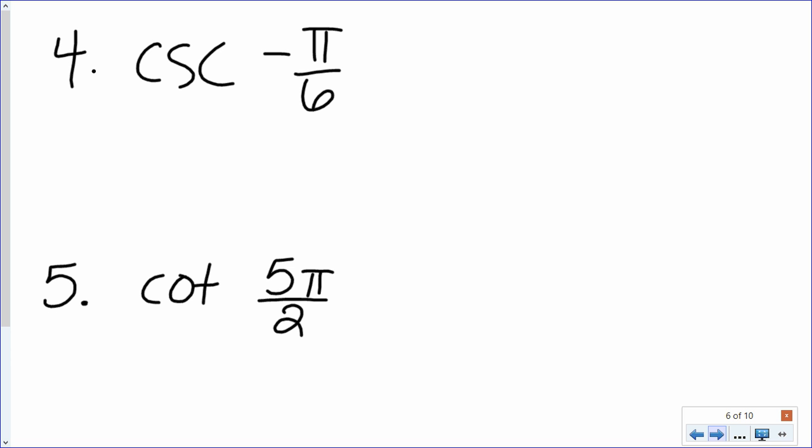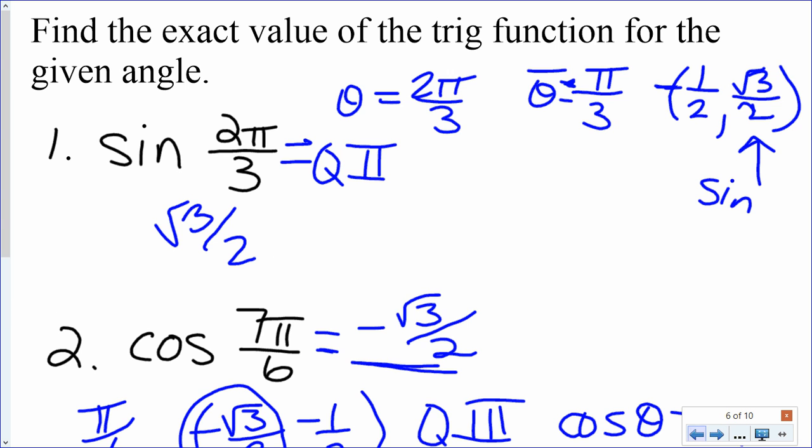All right, so this time we want to find cosecant of negative pi over 6. And so again, start by finding the reference angle. Now, actually, before we do that, this is one thing that we didn't have to do in the first 3 examples. 2 pi over 3, 7 pi over 6.